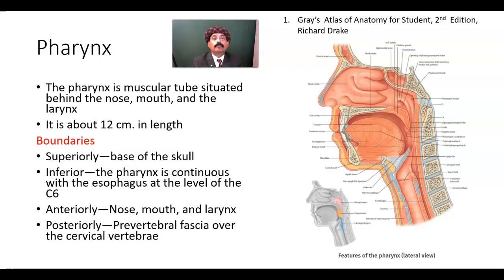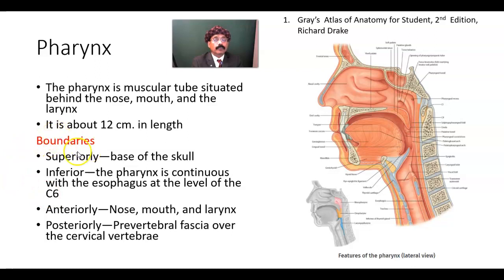Today I will discuss the anatomy of the pharynx. The pharynx is an important part of the alimentary tract, a muscular tube situated behind the nose, mouth and the larynx. So, this is the nasal cavity, this is the nasopharynx. This is the oral cavity, this is the oropharynx, this is the larynx, and this part is the laryngopharynx.